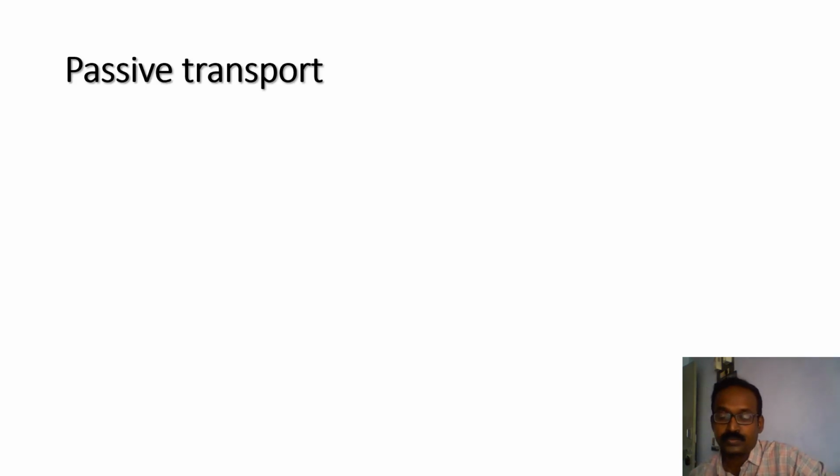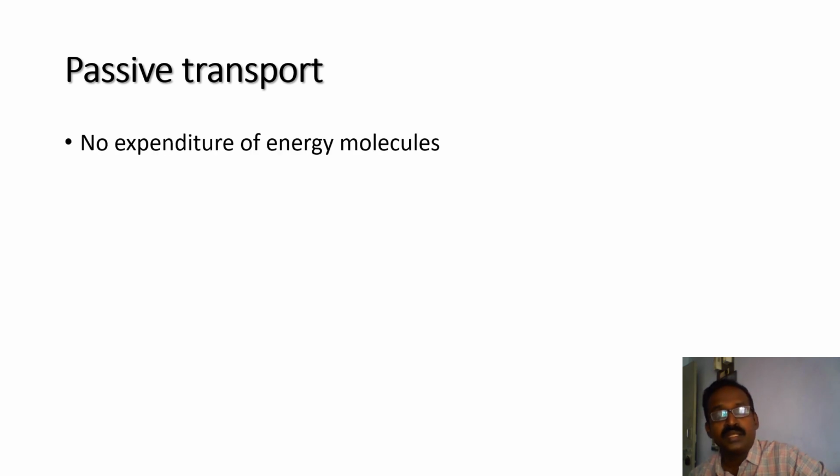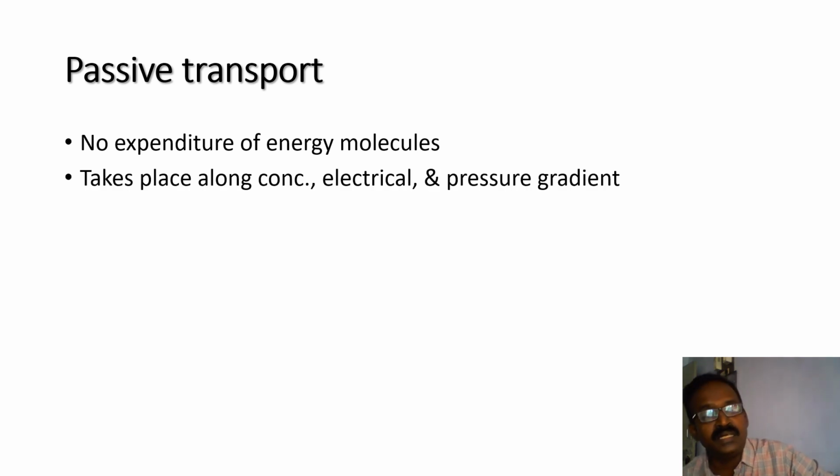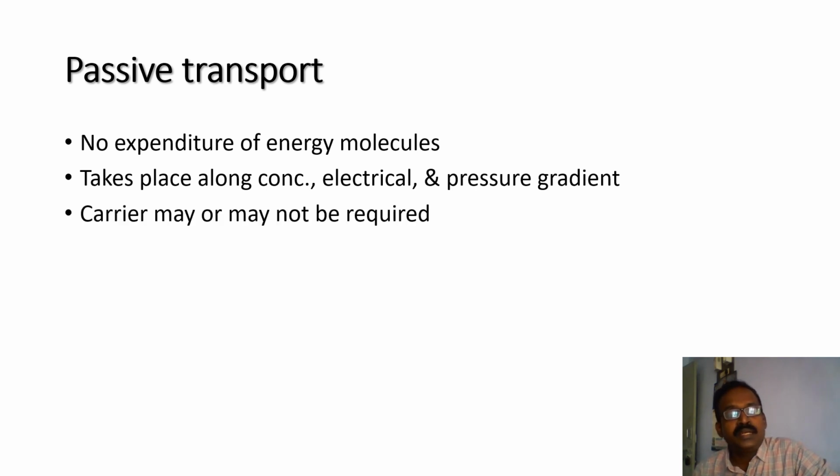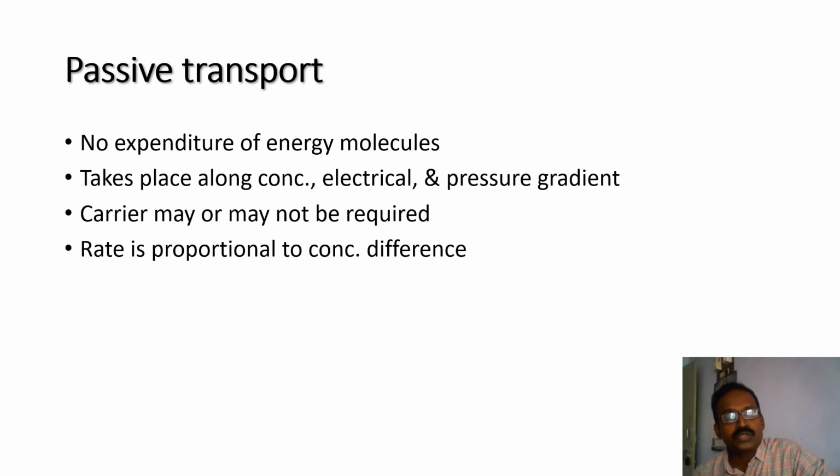Passive transport. This is another type of transport across the cell membrane. In passive transport there is no expenditure of energy molecule, no need of ATP here, and it takes place along the concentration and pressure gradient. It is high concentration to low concentration or high pressure to low pressure, and a carrier may or may not be required. Some places a carrier is needed, some places not needed. The rate is proportional to the concentration difference. The rate of transport depends on how much concentration is present.